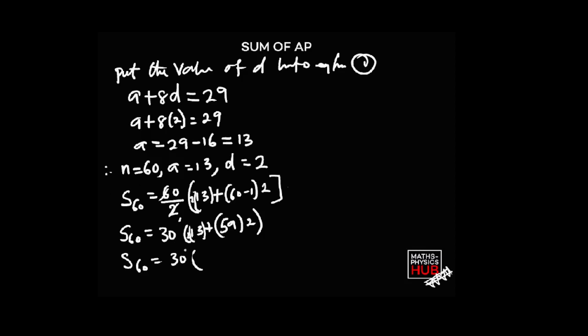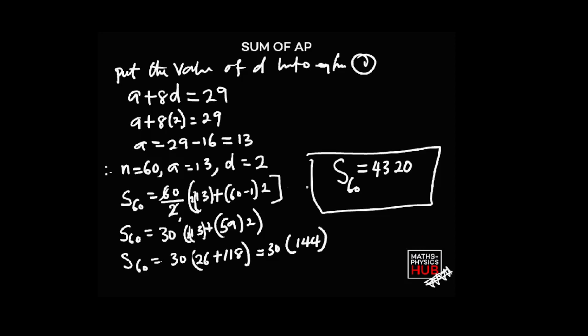So we have 26 plus 118, and that will give us 30 into bracket 26 plus 118. That is 144. 144 times 30, what do you have? 4,320. So that's our solution to the question.